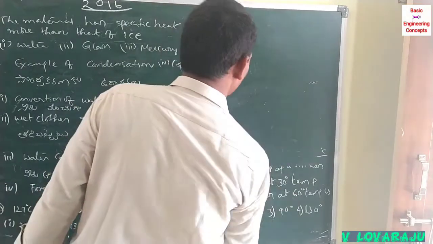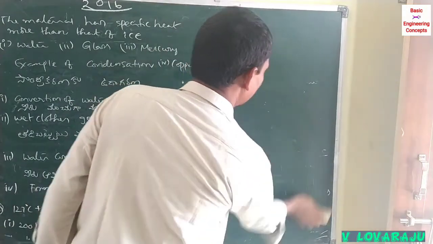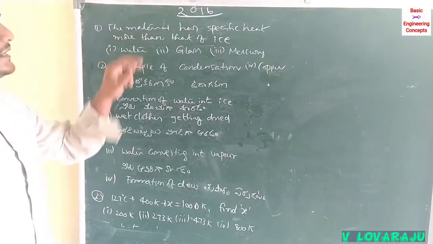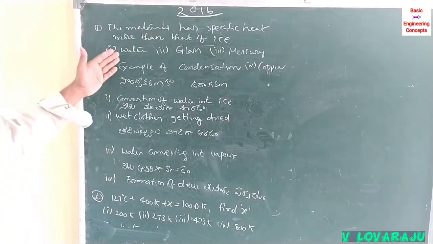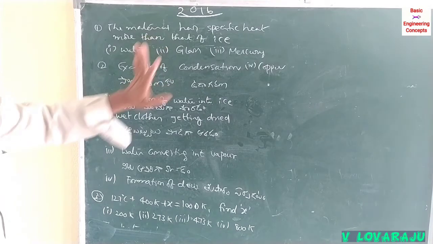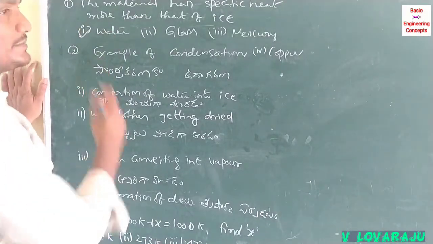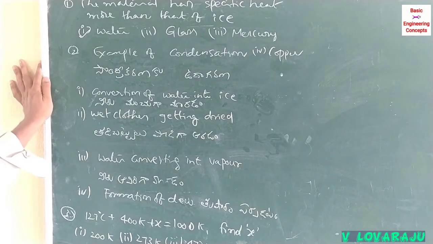Now discussing the previous bits in 2016 also. The material has specific heat more than that of ice. Water has the highest specific heat among the remaining materials. Okay, that is, water has the highest specific heat, approximately 1 calorie per gram degree centigrade.